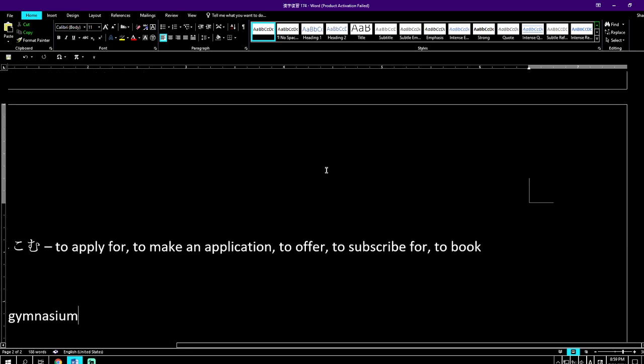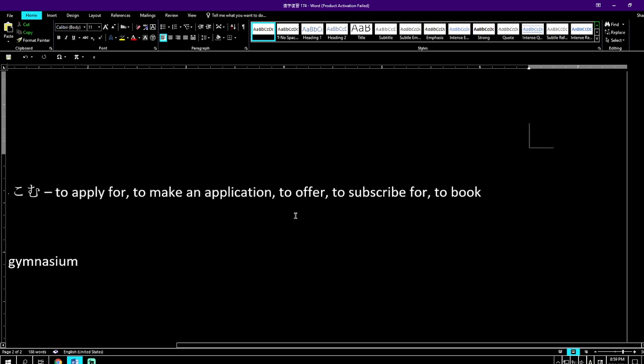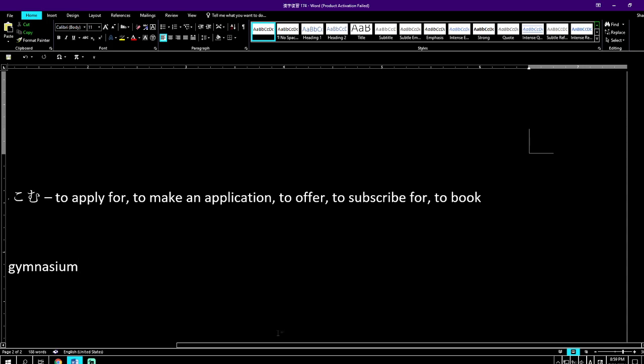To apply for or to make an application for something is moushikomu. Moushikomu is the verb form of this. Moushikomi would be a subscription to something or an application to something. And our last word for today was a gymnasium, or supotsu kurabu. Sports Club is a gymnasium.